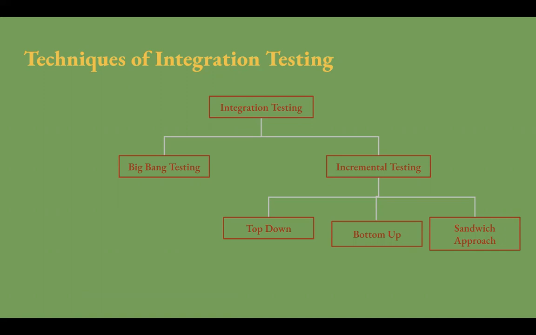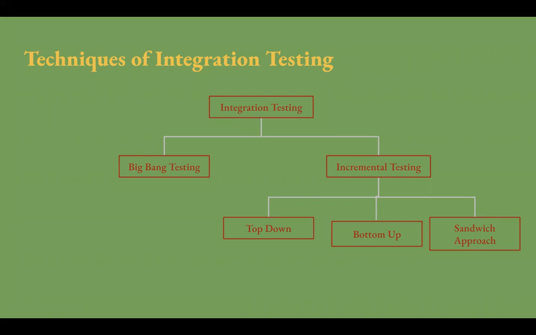The stub returns the same output as that of the actual module. We use stub when we don't want to put the complete testing on hold if few modules are not ready. So this is top-down approach. Next, we have bottom-up approach.